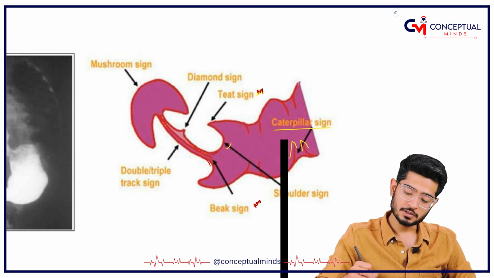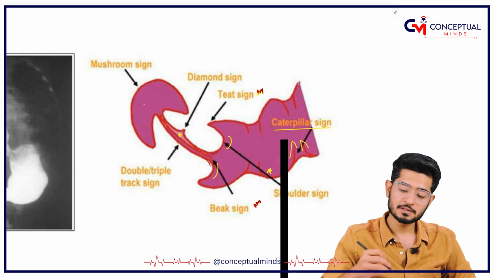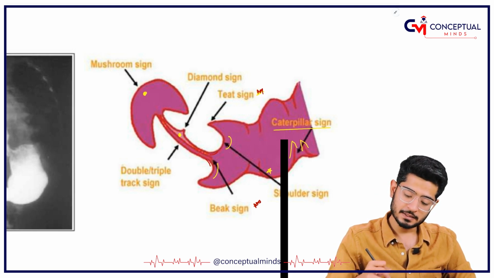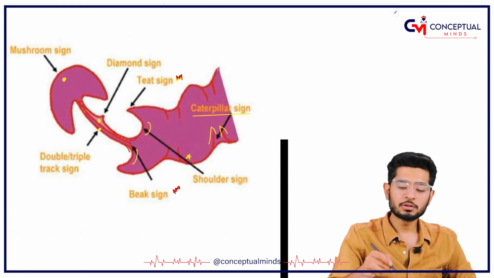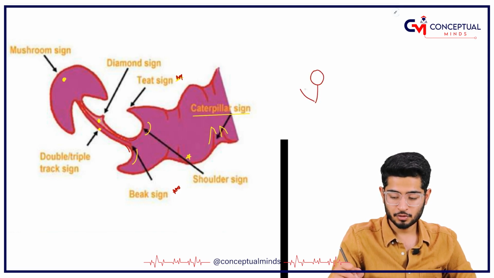Then these two are actually the shoulders, so you can remember the shoulder sign. This is the part of diamond, so you can remember diamond sign. This is the mushroom shaped thing, and this is a double or triple track sign. Now I know that it's very difficult to understand what is happening, so I'm going to draw something for you.